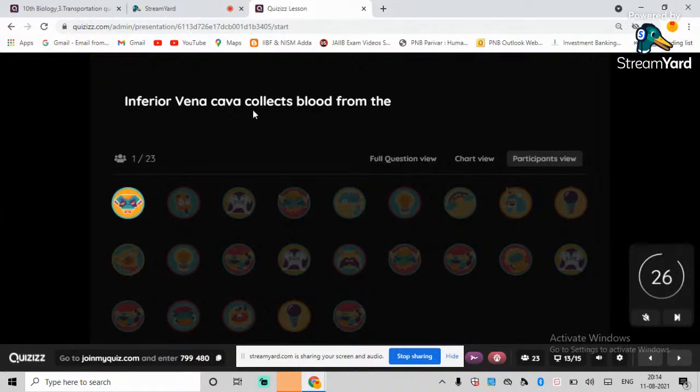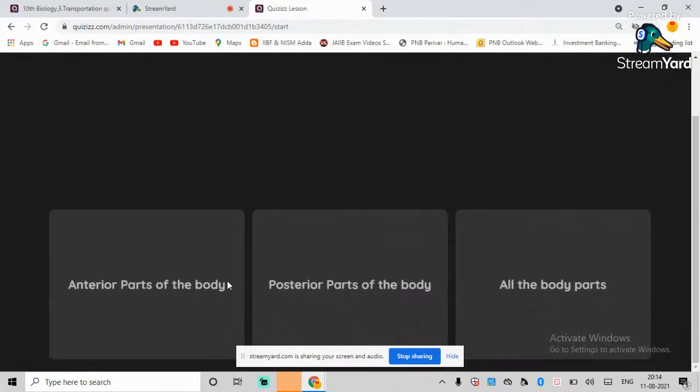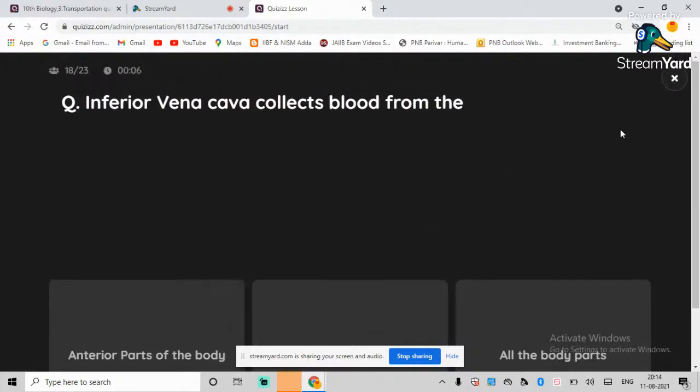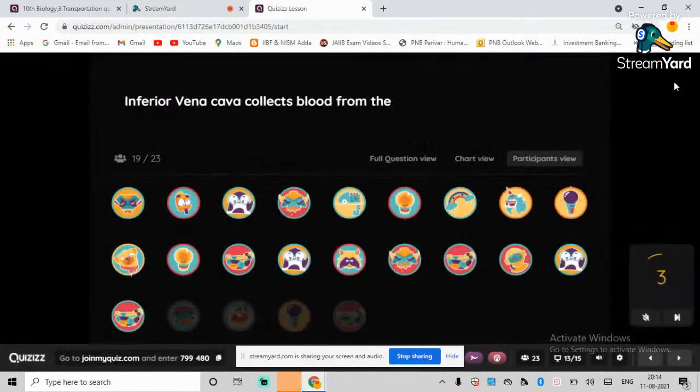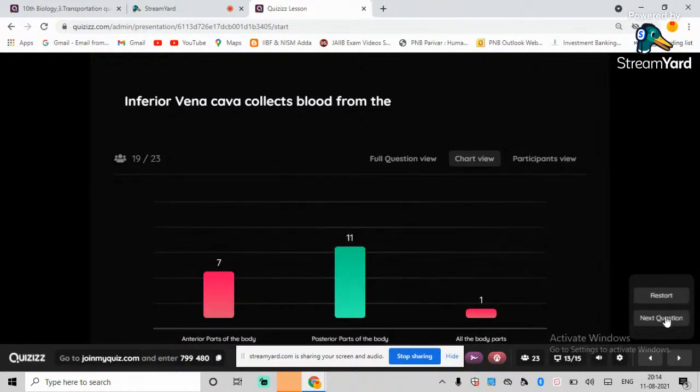The inferior vena cava collects blood from, the options are: anterior parts of the body, posterior parts of the body, all the body parts. Time's up. So the correct answer is posterior parts of the body. Let's move on to the next.